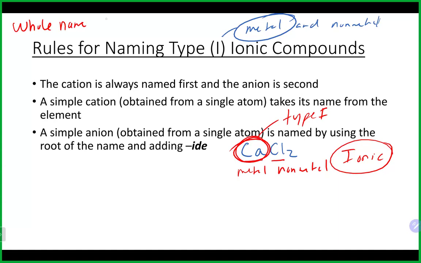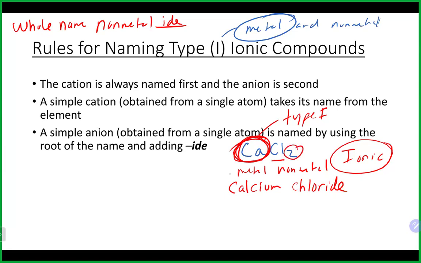The non-metal gets the IDE treatment at the end. So we're just going to drop the last part of the non-metal name and put the IDE. So as soon as I see this is a type 1, I'm going to go with the whole name there, calcium. And the non-metal gets the IDE here. And that is calcium chloride.